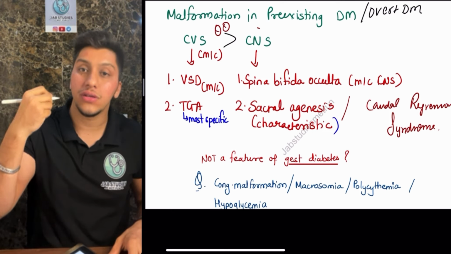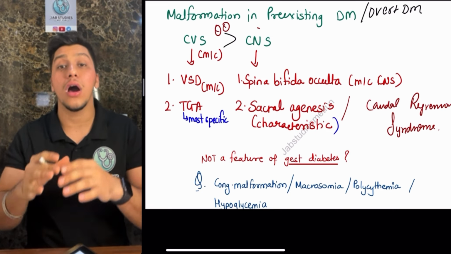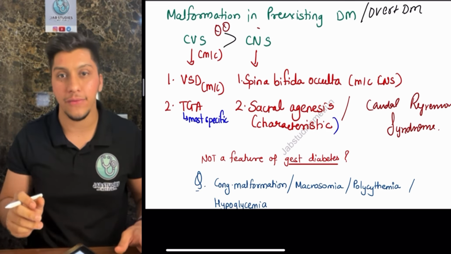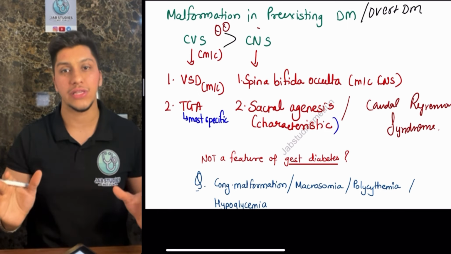With respect to the central nervous system, the most common type is going to be spina bifida occulta. What is the meaning of occulta? Hidden. We have talked about all these videos in the pediatrics lecture. Make sure you see that, okay?